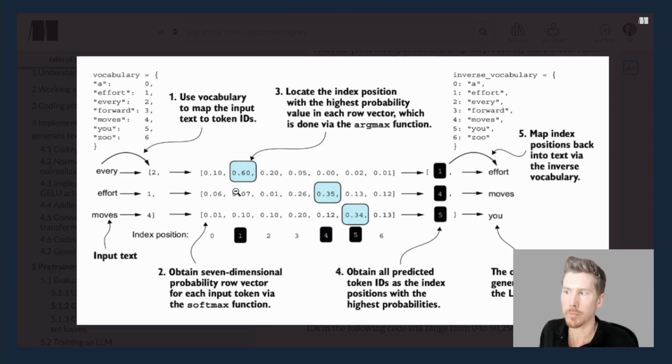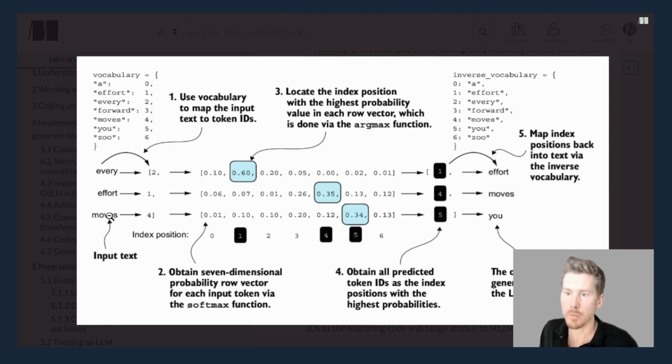Now, next, for the second token, I look up again the position. What is the highest probability? Oh, it's this one, 35%. It's the highest one. It corresponds to token, so index 4, token ID 4. What is token ID 4 in my vocabulary here? 4 corresponds to moves. So I have this inverse vocabulary. You can see this is like flipped and it's easier to look up. So 4 corresponds to moves. So I generate moves.